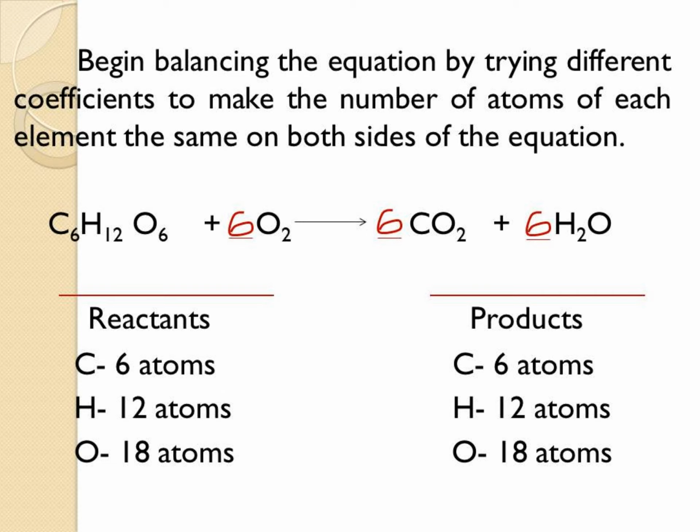On the reactant side, we have carbon, which is 6, and on the product, we have also 6 atoms of carbon. Hydrogen is 12 on the reactant, and on the product 6 times 2, that's 12. Oxygen, that is 6 times 2 is 12 plus another 6 oxygen, that's 18. For the product side, we have oxygen, 6 times 2 is 12 plus another 6, that is 18.